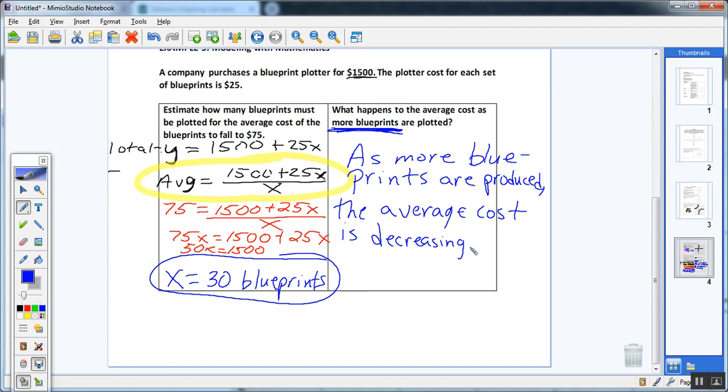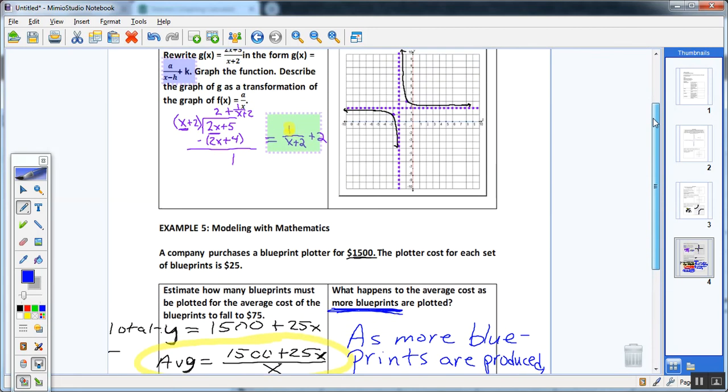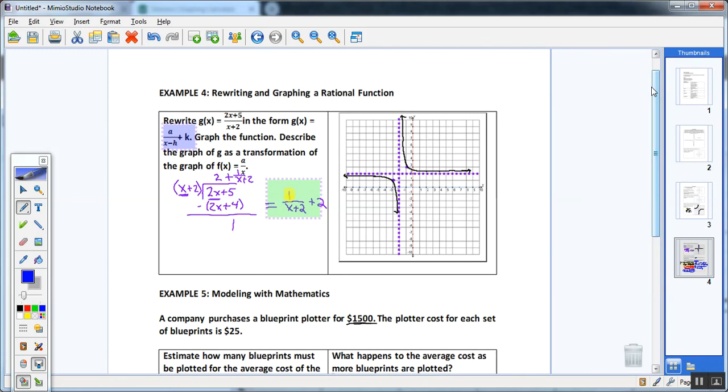Okay, let me make sure everybody has this down, then we'll go back to that. Everybody good? Example 4 here? Okay, Jazzy, what did I mess up here in 4? I was just wondering because there's a second part that says describe the graph of G. Okay, so let's talk about that.